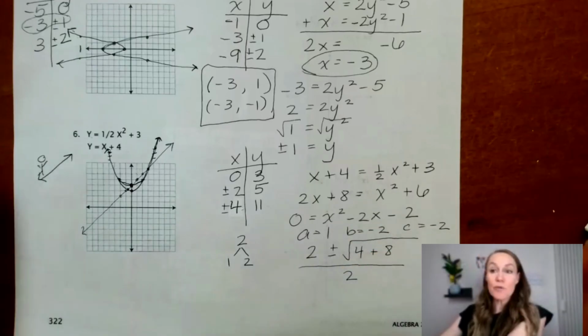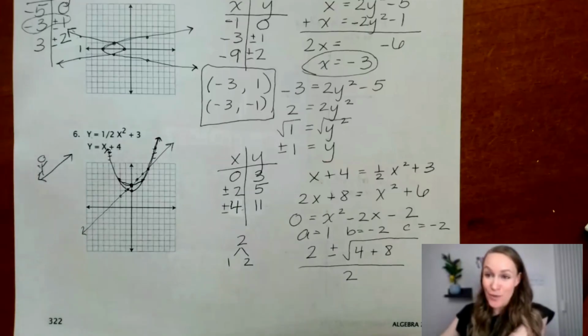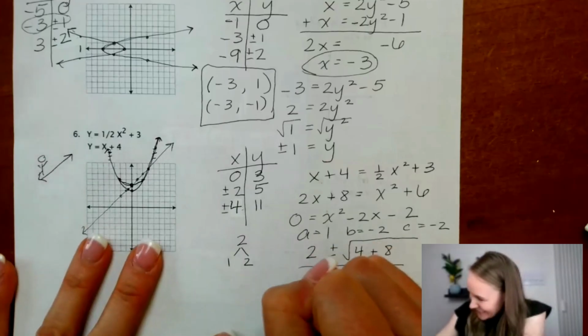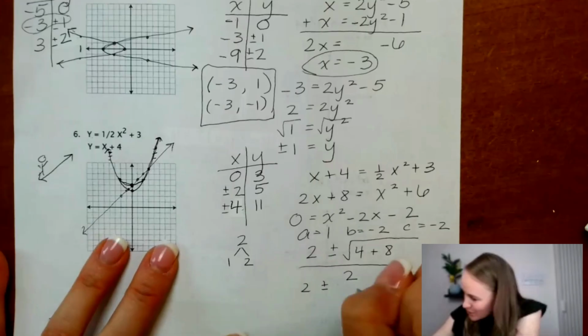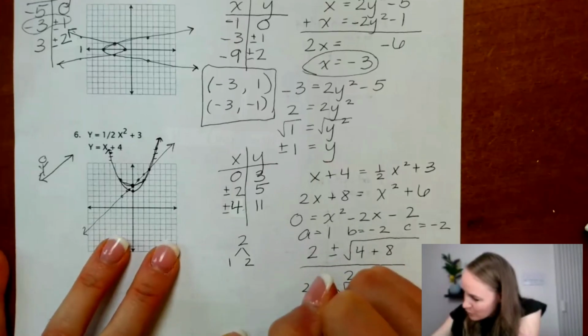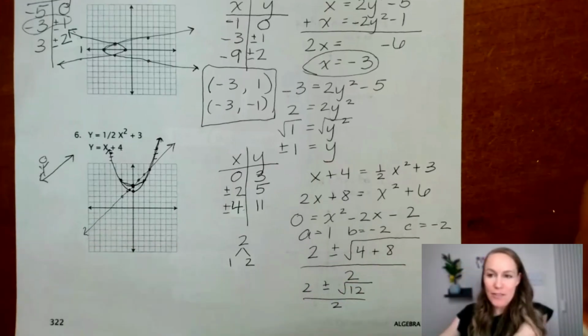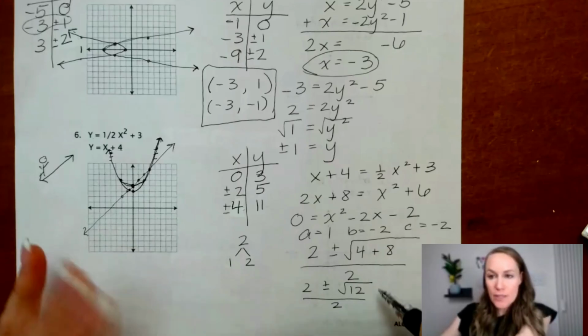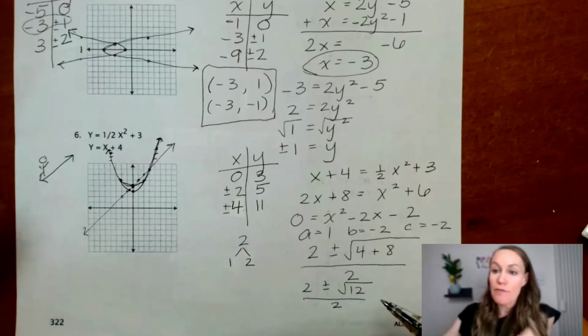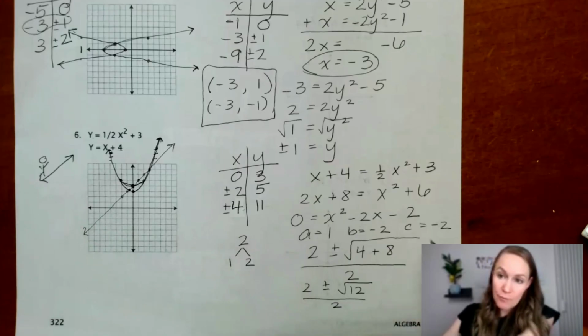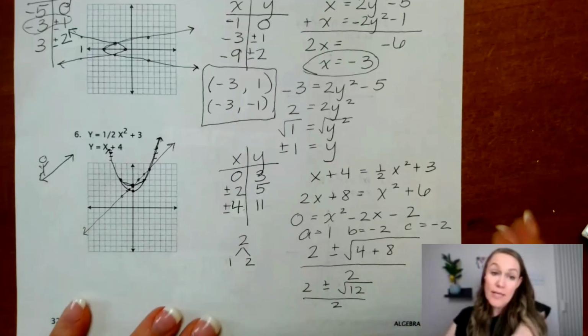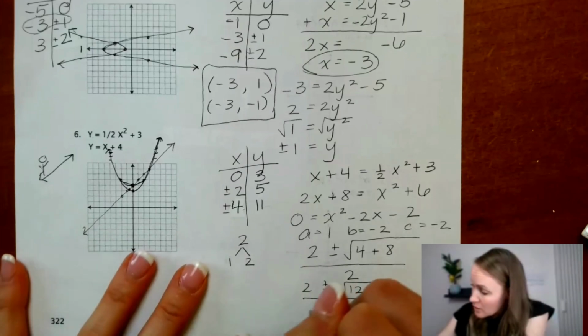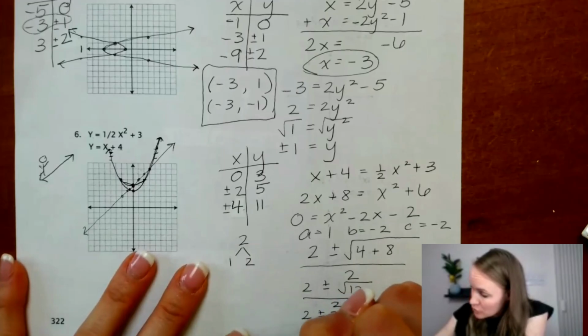These numbers actually aren't that big, so this is going really well. 2 plus or minus square root of 12 over 2. Not too bad so far. 12 is not a square, but there's a factor of 12 that is a square. So that's 4 times 3. You square root 4 and you get 2. So the square root of 12 is 2 root 3. That's a review from Algebra 1. 2 plus and minus 2 root 3 divided by 2.